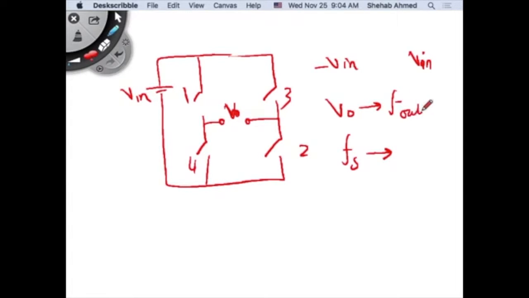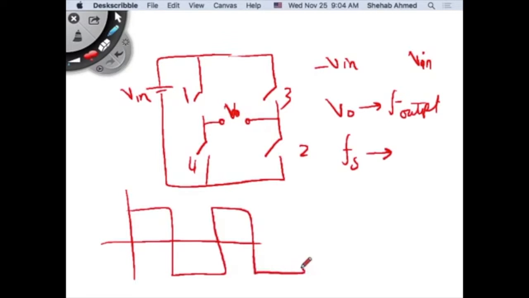This is the frequency of the output. This is my output waveform. It's either Vin or minus Vin. When 1 and 2 are on, it's Vin. When 3 and 4 are on, it's minus Vin. So this is my period. So what's my switching frequency for operating an inverter in this fashion? It's equal to the fundamental. It's equal to the output frequency.